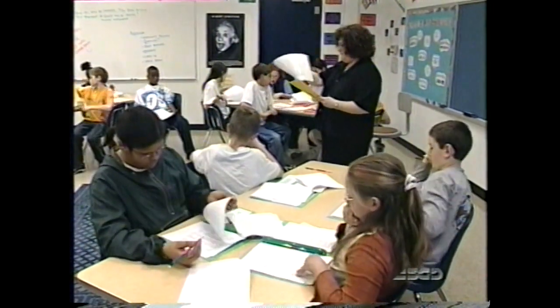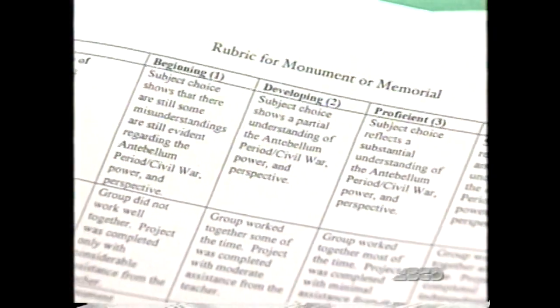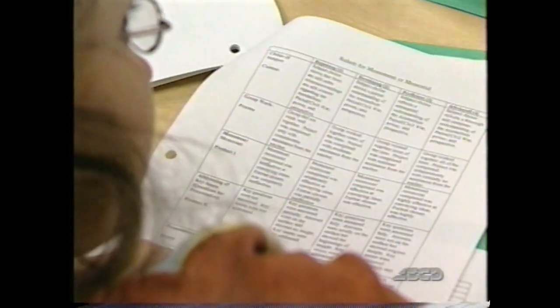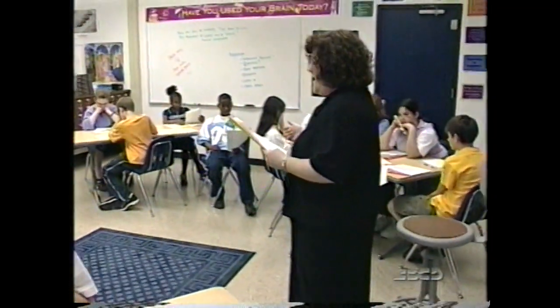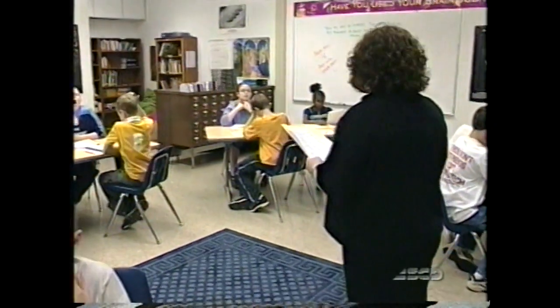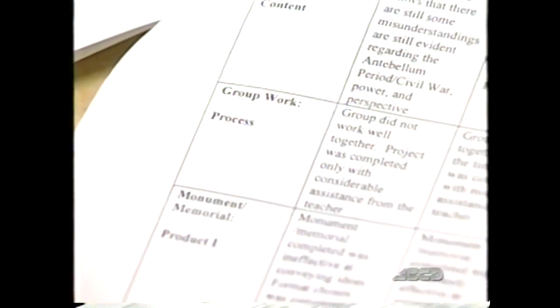Okay, take a look at the rubric. I'm giving you the rubric in advance. Here it is. Take a look. Right, see this? It's extremely important that the teacher make clear to students what quality expectations are. It's not a case where you can simply give students a piece of paper and hope that they get there. Choice of subject, that's your content. That's one of those first three things. Subject choice reflects a thorough and complete understanding of the antebellum period, Civil War, power, and perspective. Make sure you have your concepts and your content thoroughly represented by your subject matter.